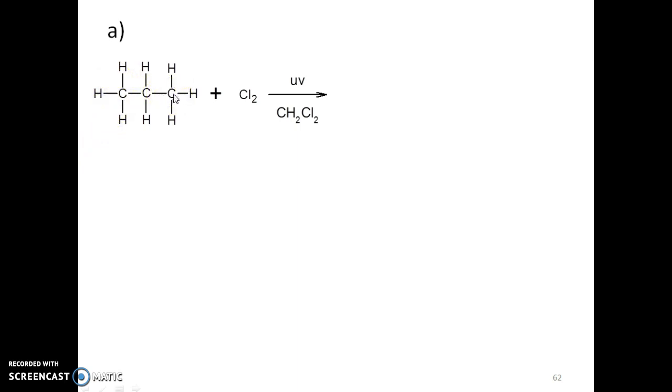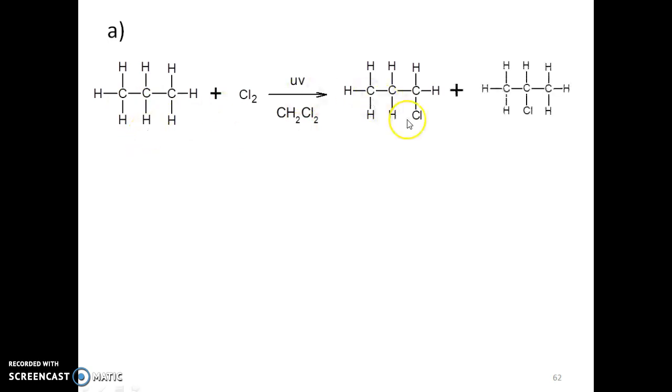So for the primary carbon, if we substitute H with Cl, we will produce this product. So this one is 1-chloropropane. I can also substitute the secondary hydrogen with Cl, so I will produce 2-chloropropane. So we will produce 2 types of product. If we have 2 types of product, one product will become the major product. Okay, so which one is the major product?